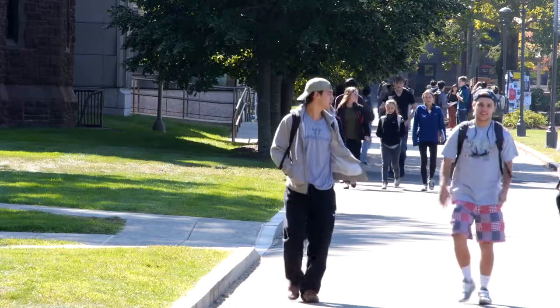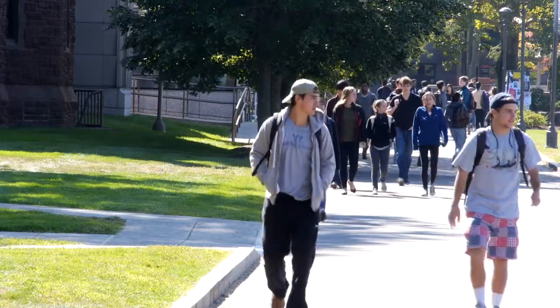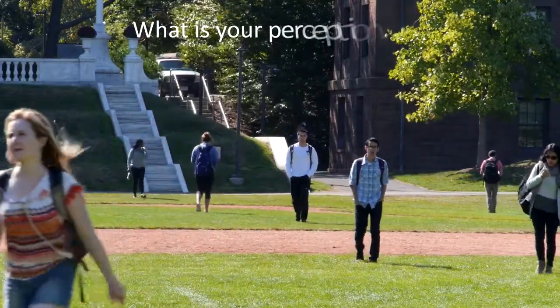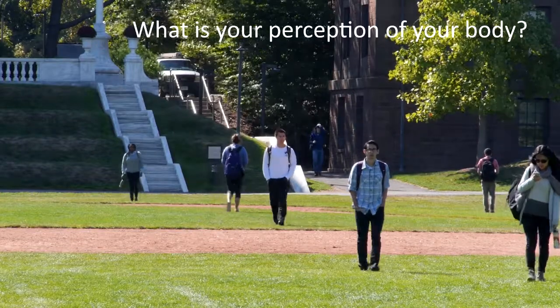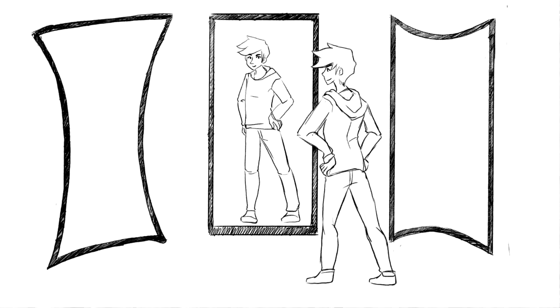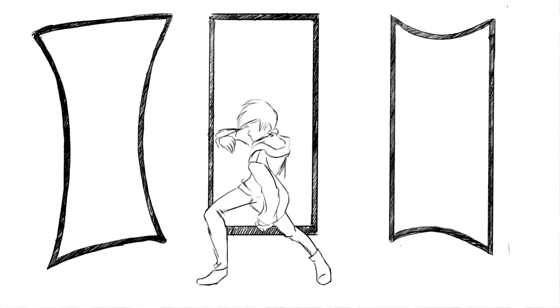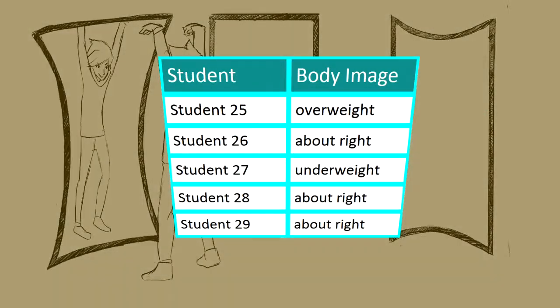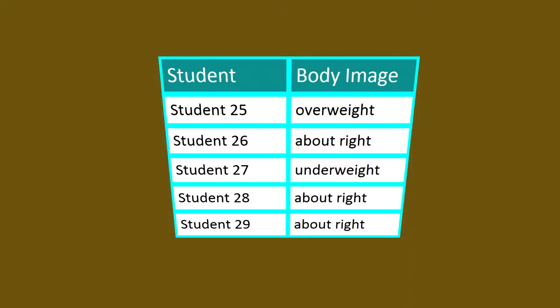Here's an example. A random sample of 1,200 U.S. college students were asked the following questions as part of a larger survey. What's your perception of your own body? Do you feel that you're overweight, just about right, or underweight? This table shows part of the data, 5 of the 1,200 observations.